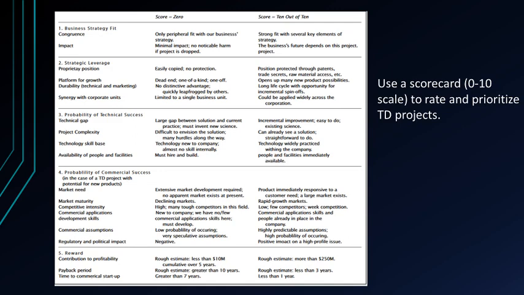Now, as a basic scorecard, it's fairly obvious. It's quite straightforward to understand what gives it a 10 out of 10 score and what would give it a 0 score.